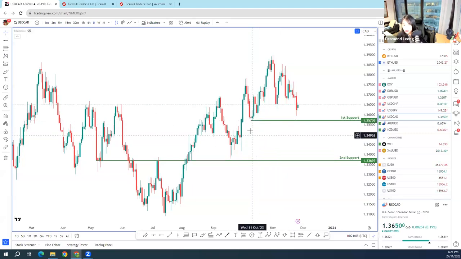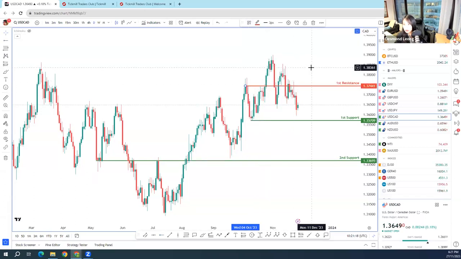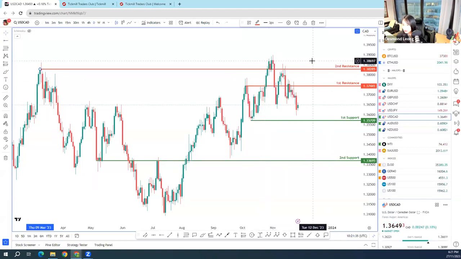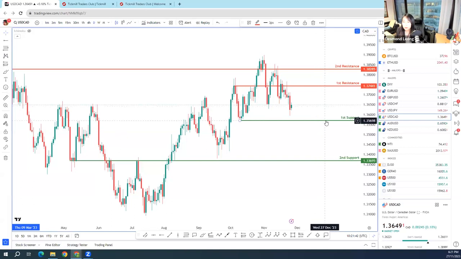Okay, the first one will be over here. And this can be the first resistance level. Okay, the second one. Now here. Okay, so we can see the price currently is moving down towards the first support line. And hopefully the price will bounce back up and move towards the first resistance level. And this looks like quite a strong resistance level.